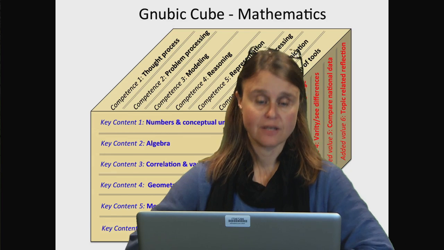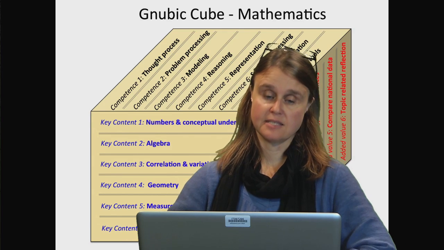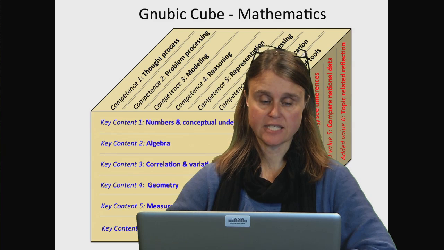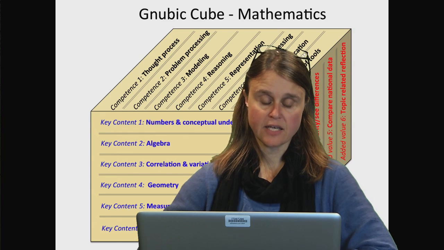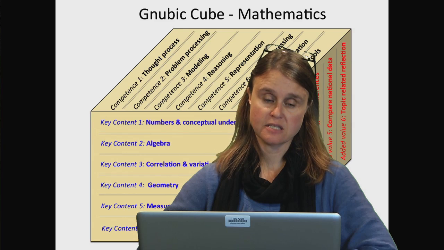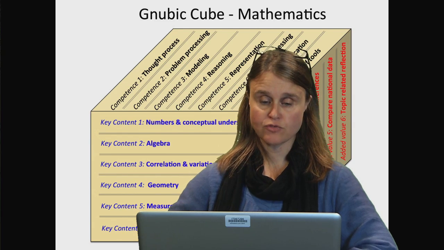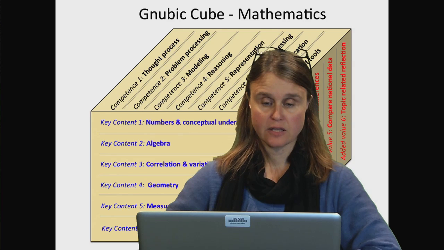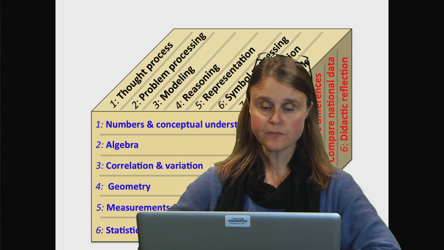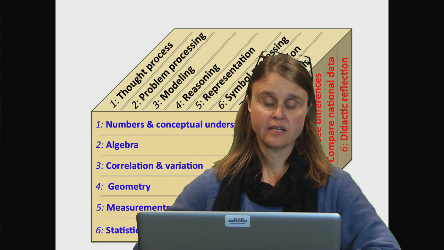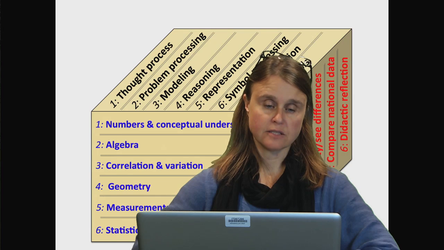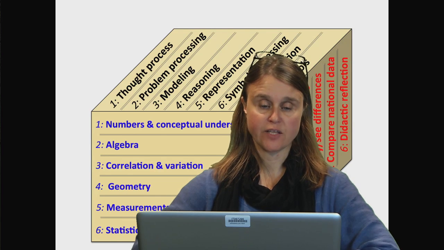The Gnubic cube in mathematics then came up with the following visualization. On the blue side we have the key content, on the black side we have the competences represented, and on the red side we have the list of possible added values. Here again is a clarification of the content, the competences, and the added value.